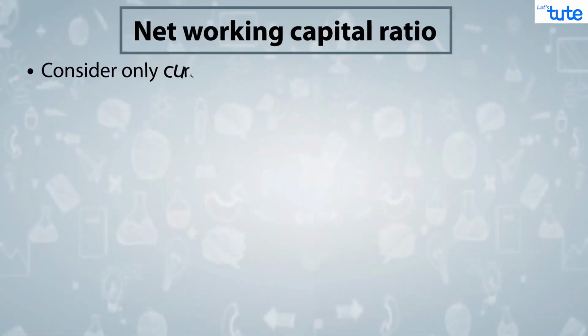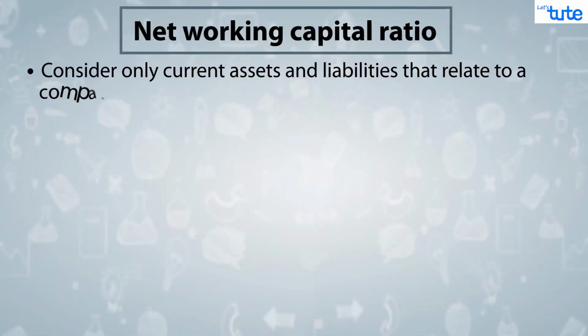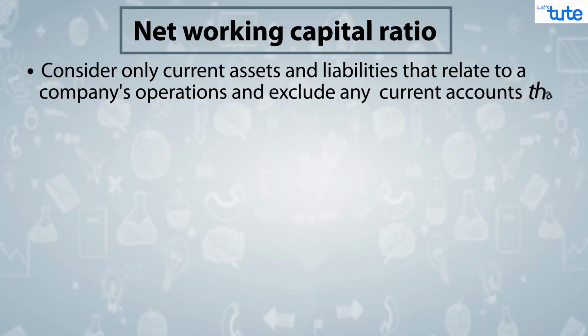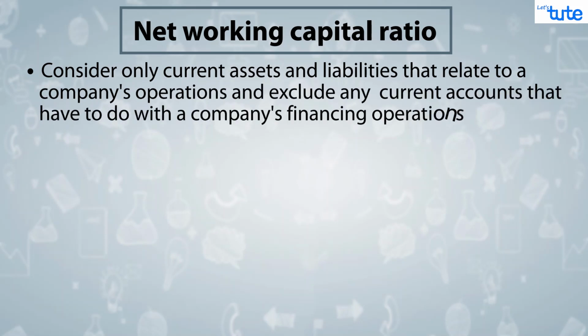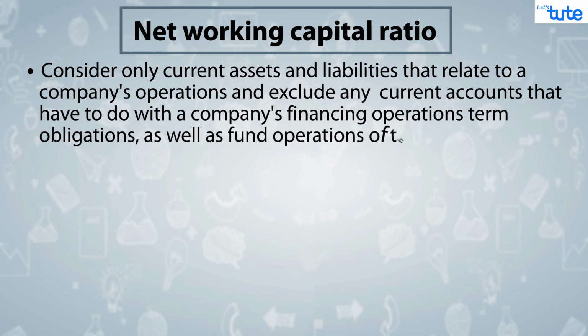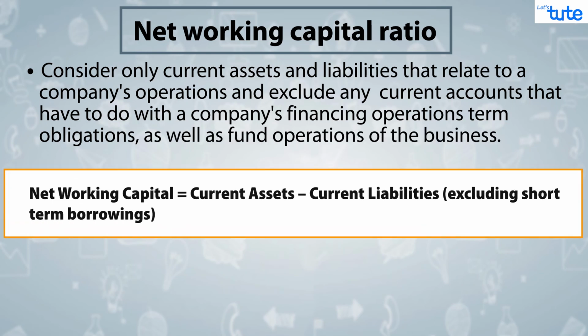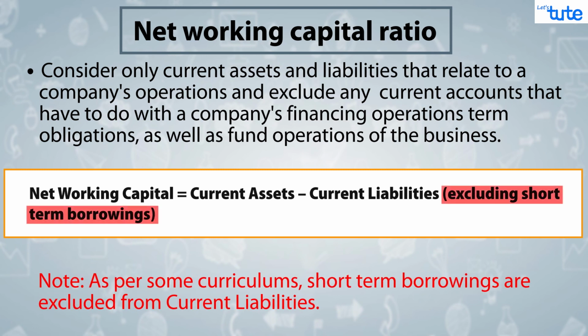In certain instances, some investors want to consider only current assets and liabilities that relate to company's operations and exclude any current accounts that have to do with company's financing operations, such as short-term debt. So accordingly, in that case, we can exclude short-term borrowings from current liabilities while calculating net working capital ratio.